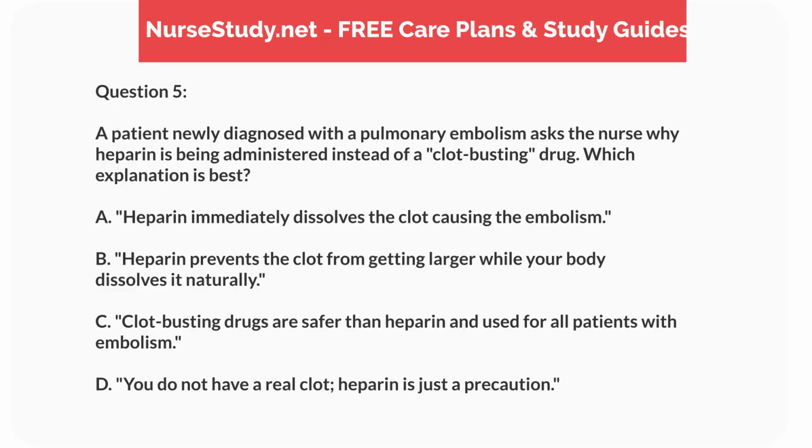A. Heparin immediately dissolves the clot causing the embolism. B. Heparin prevents the clot from getting larger while your body dissolves it naturally. C. Clot-busting drugs are safer than heparin and used for all patients with embolism. D. You do not have a real clot, heparin is just a precaution.